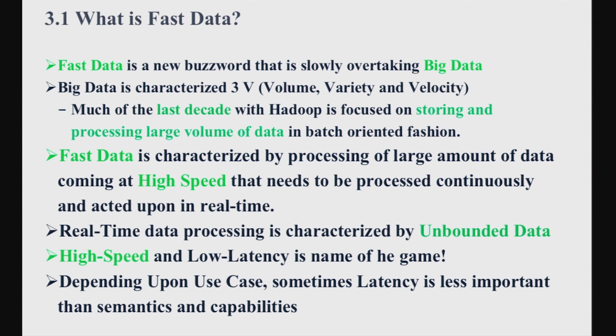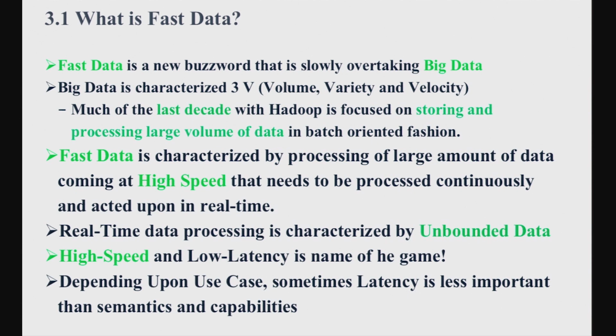Fast data is essentially characterized by high-speed data coming in real time that should be processed continuously, not like a batch, not intermittent, but data comes in and you process it continuously. That is the real description of what fast data means. Another property of real-time data processing is that it is unbounded. There is no end to it. There is a beginning, you start, and that's it. There is continuous data processing happening 24/7. That is the basic property of real-time data processing.